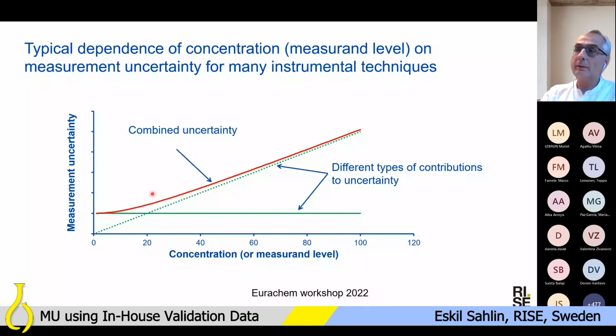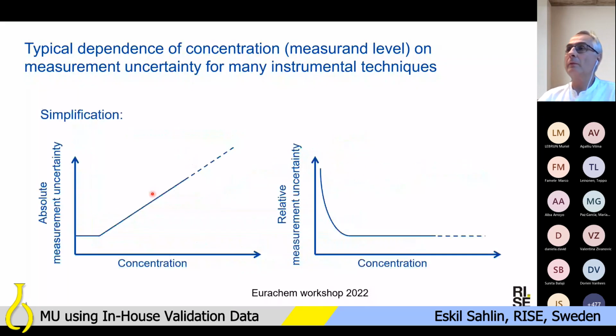And this could then be simplified further to look something like this. We now look at the left figure here. So we have absolute measurement uncertainty here and concentration on the x-axis here. And typically, in a small concentration range at low concentration, the absolute uncertainty is more or less independent of concentration. And then when we go up in concentration, it will start to increase and become proportional to the concentration like this. And this is often the major part of the measurement range.